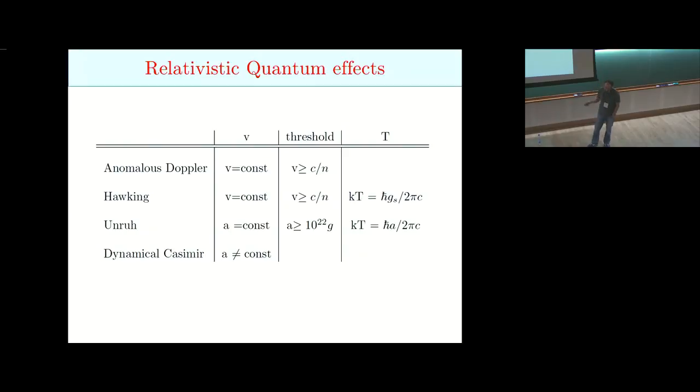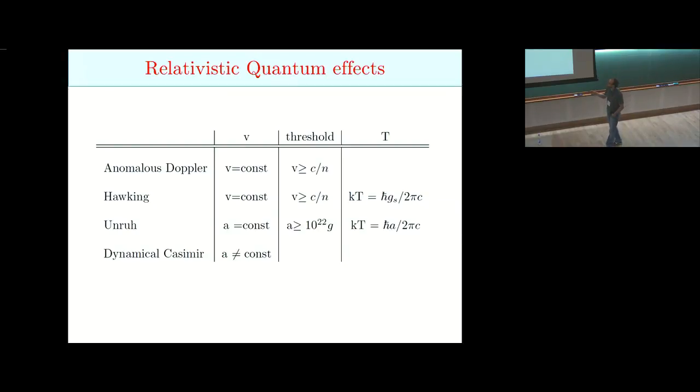Although there is a paper, I don't know if it ever got published, it's definitely on the archive, where there were claims that there are effects possibly related to the Unruh effect, where people are looking at the polarization, so the spin of, I think it was electrons in a circular accelerator, and they noticed that they weren't perfectly aligning.